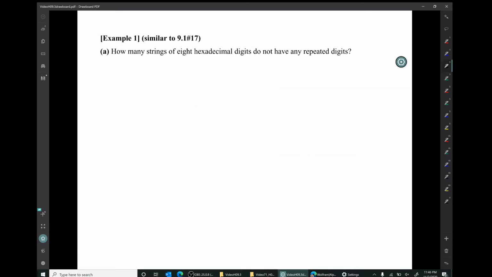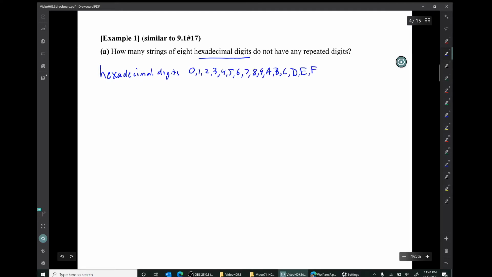So let's just dive into some examples where we'll use these various theorems. Example 1 is similar to 9.1, number 17. How many strings of 8 hexadecimal digits do not have any repeated digits? Well, this might be our first example involving hexadecimal. Remember that hexadecimal is this set. It's that collection of 16 characters. So our question is, how many strings of 8 hexadecimal digits do not have any repeated digits?